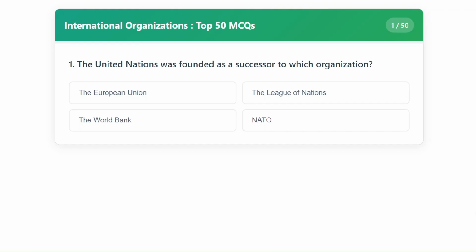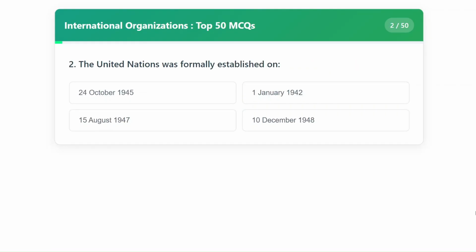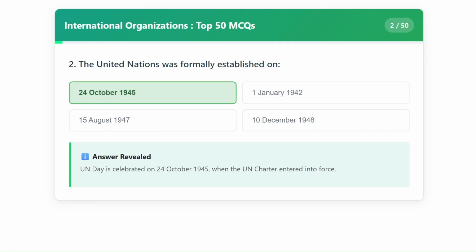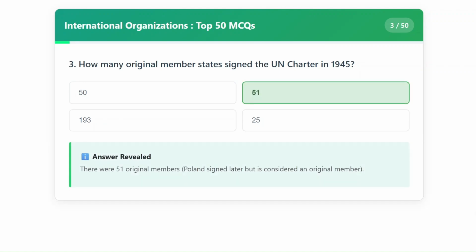The United Nations was founded as a successor to which organization? The League of Nations. The United Nations was formally established on 24 October 1945. How many original member states signed the UN Charter in 1945? 51.